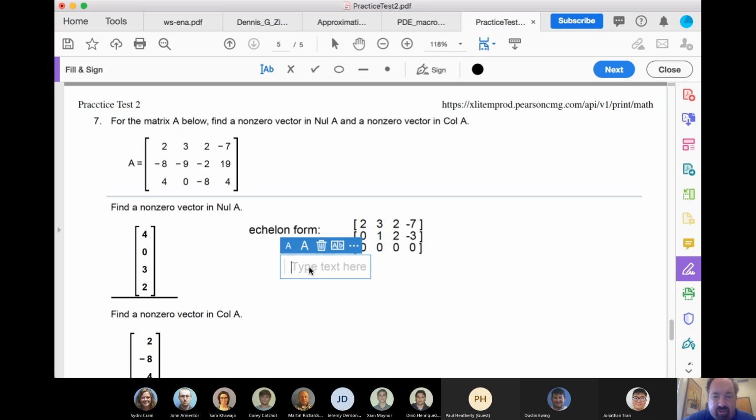So I'll just put that in here. x2 is equal to minus 2x3 plus 3x4. Then you also have x1 is equal to (3x2 minus 2x3 plus 7x4) all over 2, where x3 and x4, again, are of your choosing. Make this a little easier to read.